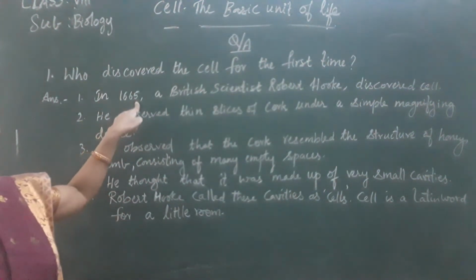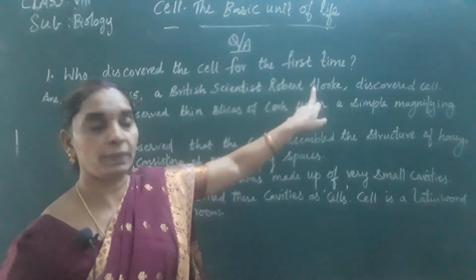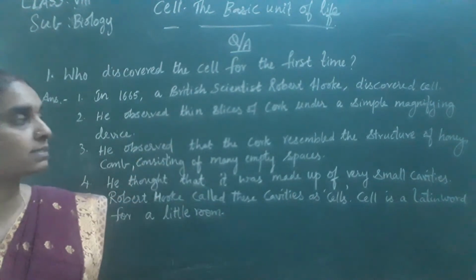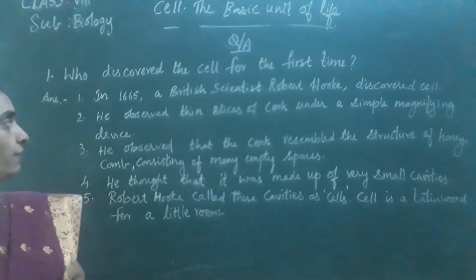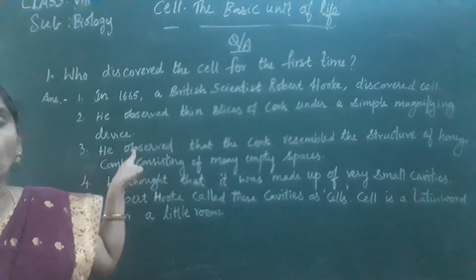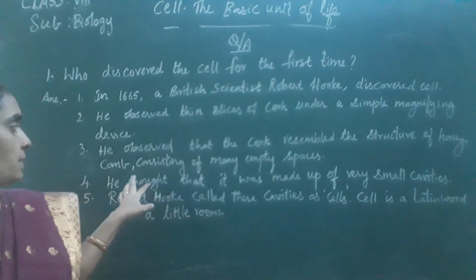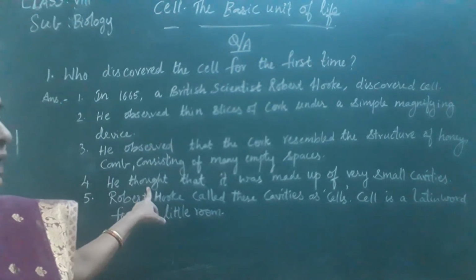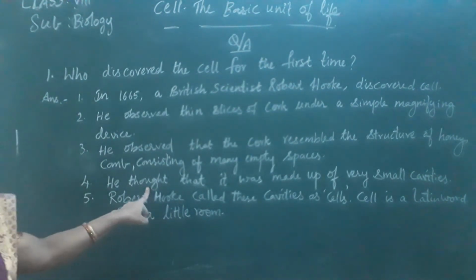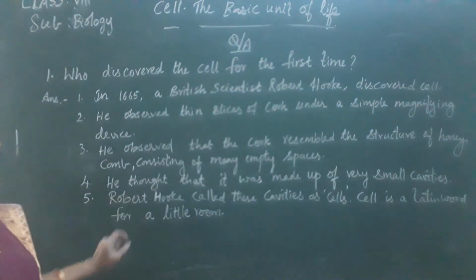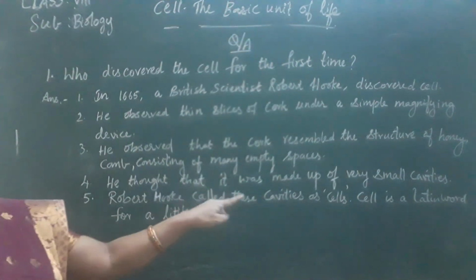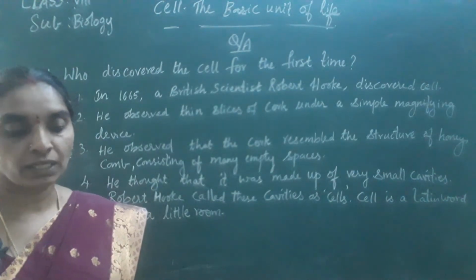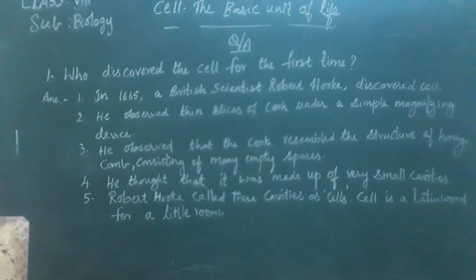In 1665, a British scientist, Robert Hooke, discovered the cell for the first time. He observed thin slices of cork under the simple magnifying device and observed that the cork resembled the shape of a honeycomb structure, made up of many small cavities, and these cavities are called cells by Robert Hooke. Note down this, and next we'll proceed to the next question.